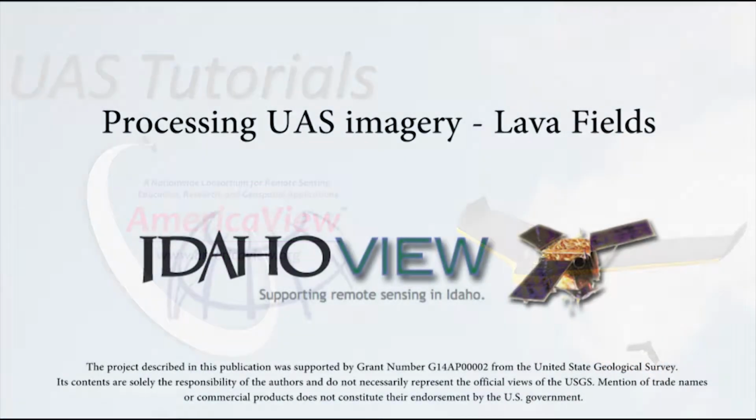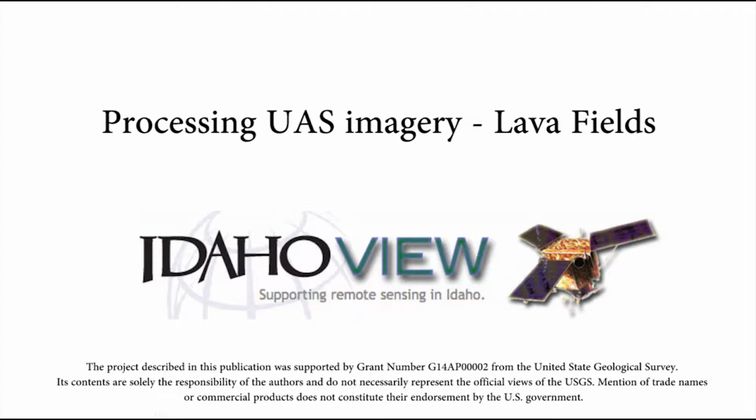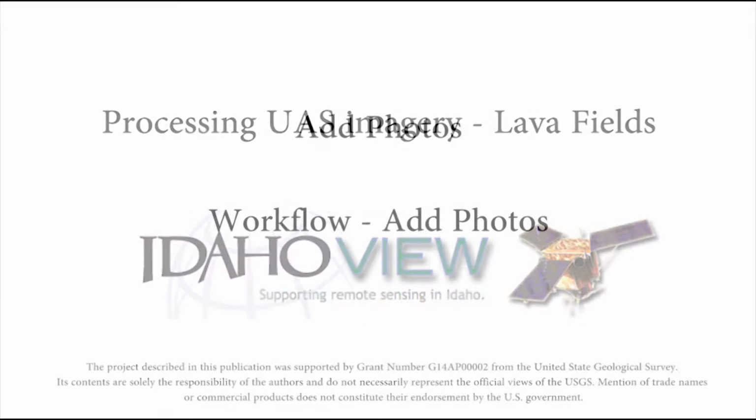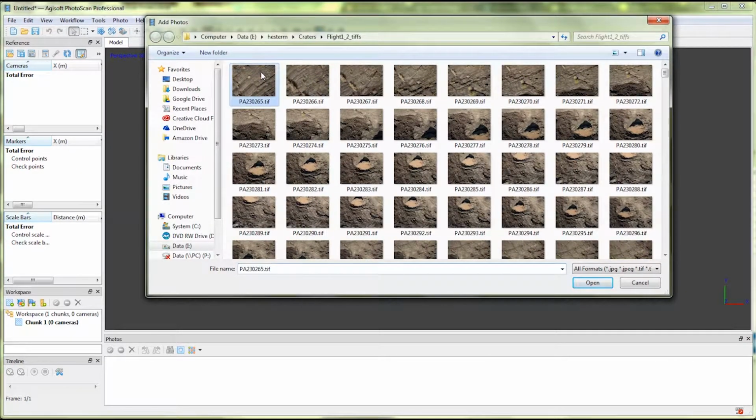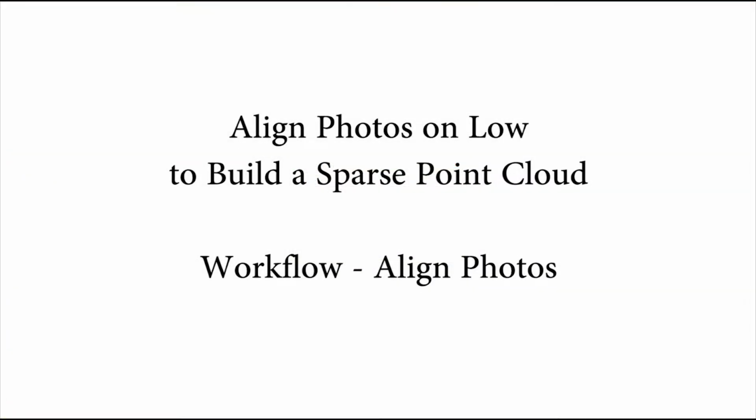This video demonstrates how to stitch UAS images together in Agisoft Photoscan to produce a digital surface model and orthorectified image of a lava flow. After opening Agisoft, add photos by clicking Workflow and Add Photos. Navigate to a folder that contains all of the photos that you want to include in the model. Select all photos by holding down Ctrl and pressing A, and click Open.